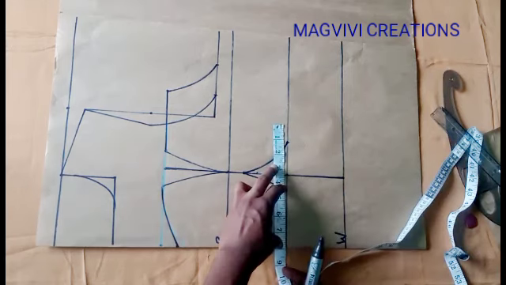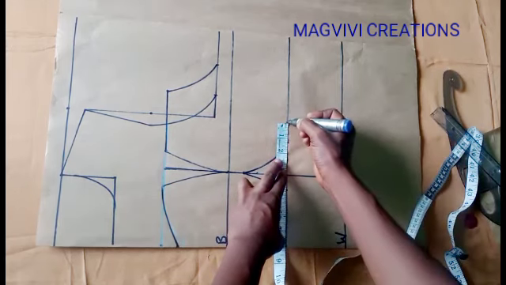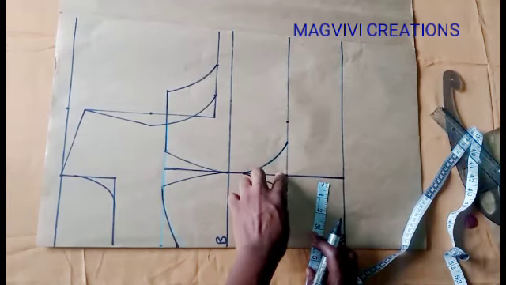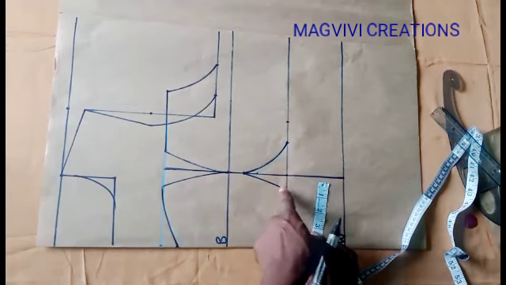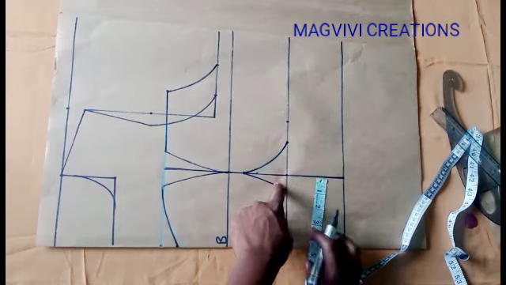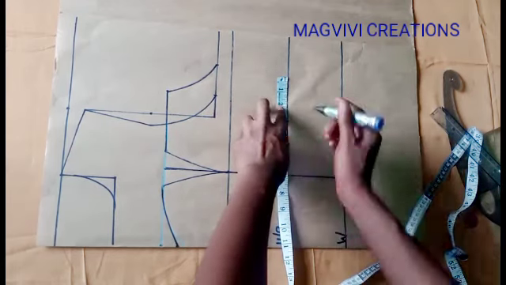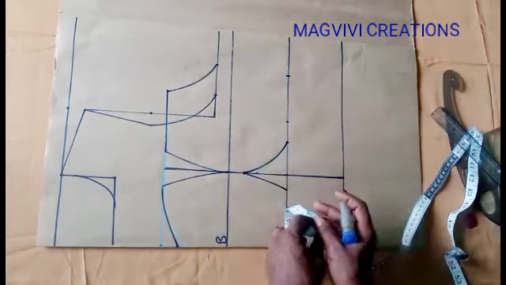You mark your 8 inches and you replace this dart. We have 2 inches on this side and 1 inch on this side. So you mark your 3 inches. So I hope this is clear.